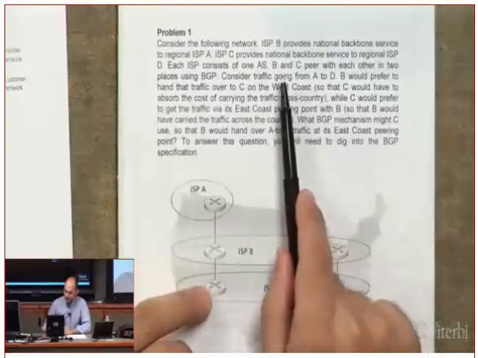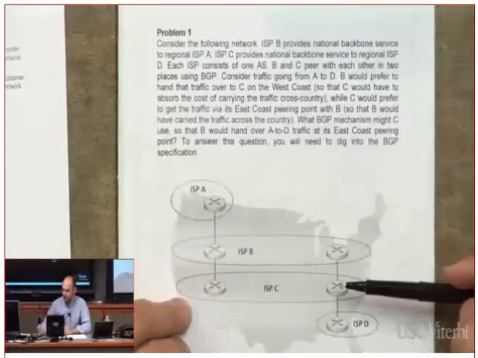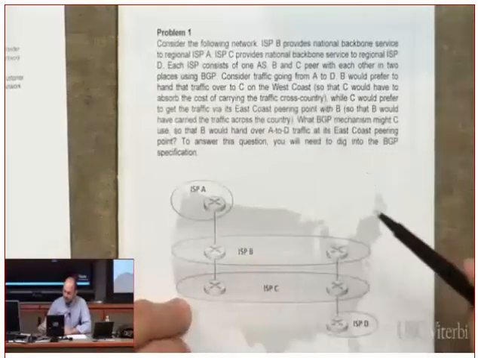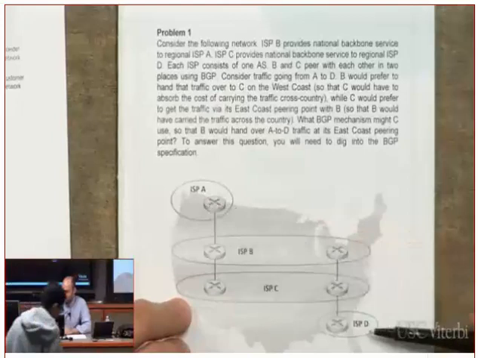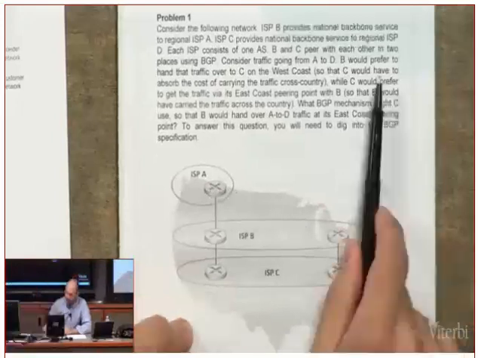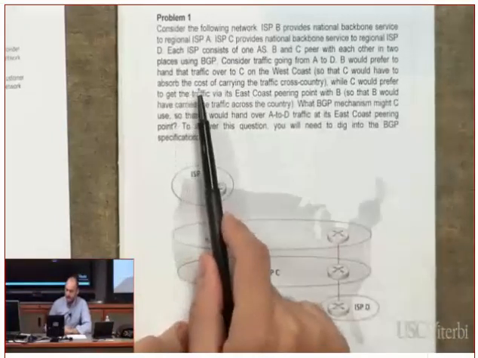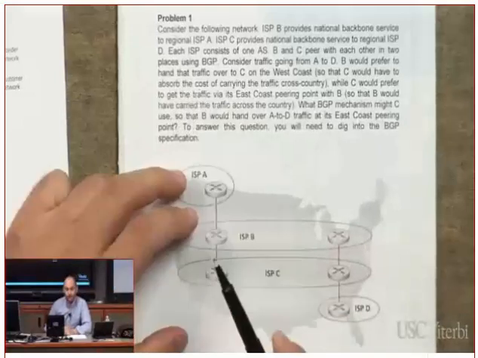And consider D. We want to send traffic from A to D. B would prefer to hand the traffic over to C, obviously. I mean, I don't know if it's obvious, but usually people want to give the traffic to other networks because they pay, for example, per traffic or something like that.